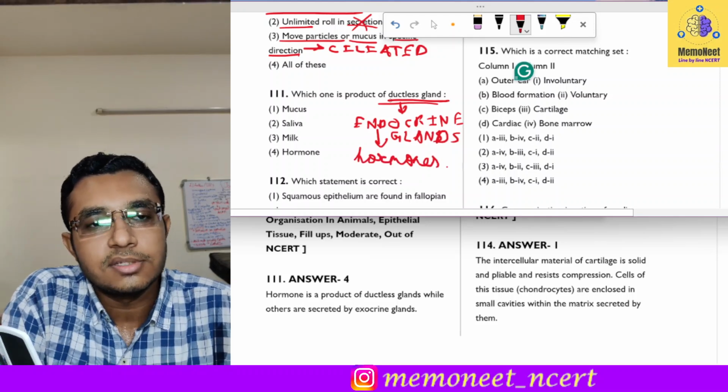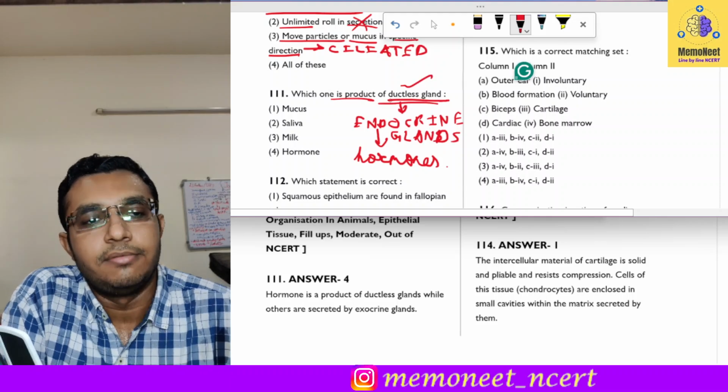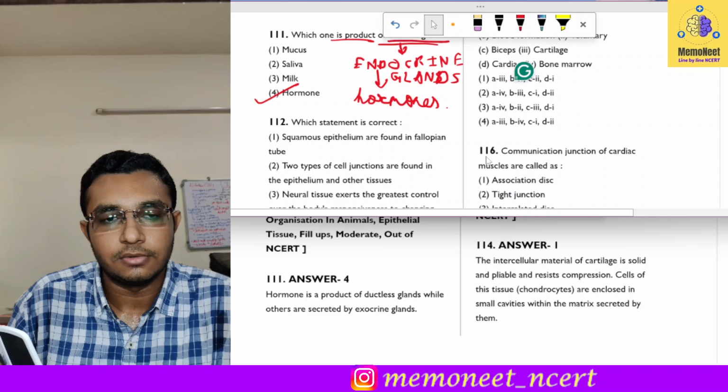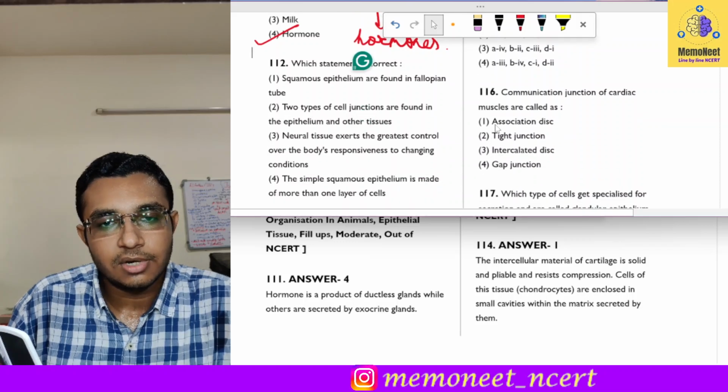So what is the product of the ductless gland? It will be hormone, that is option 4. The correct answer to this question is option 4. The next question is question number 112.